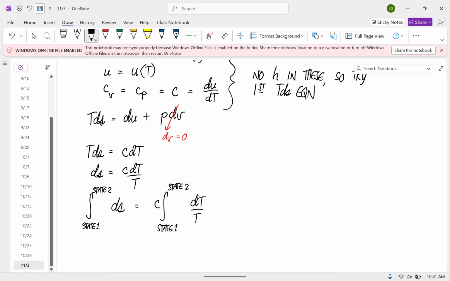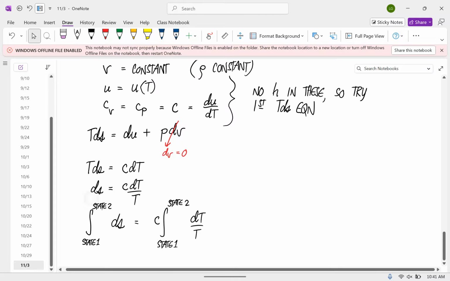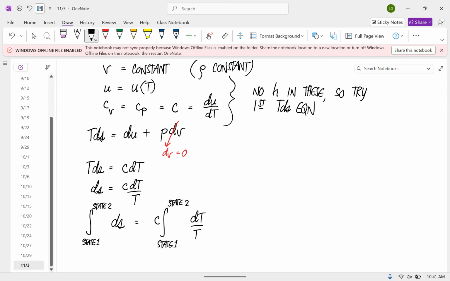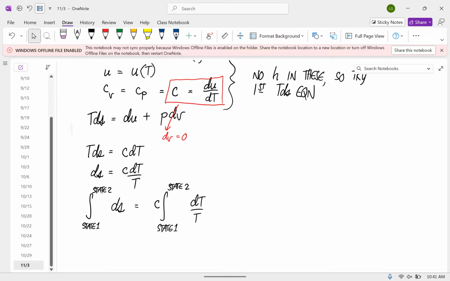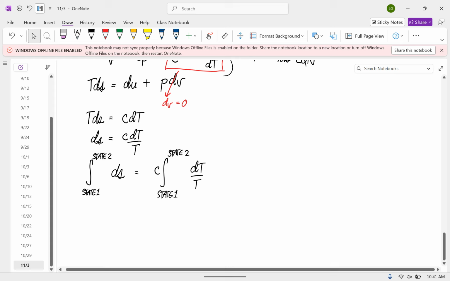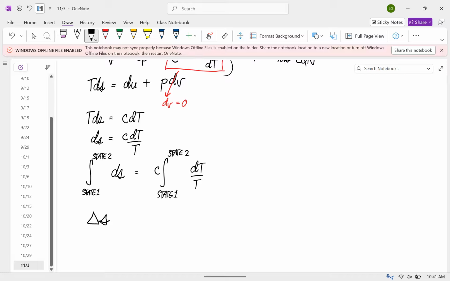Where did the pressure go? That second term is the pressure times the change in specific volume, but the change in specific volume is 0, so that whole term goes away. And how did we get du into c dT? I just multiplied both sides by dT. And so now when you integrate ds, you get the change in s.